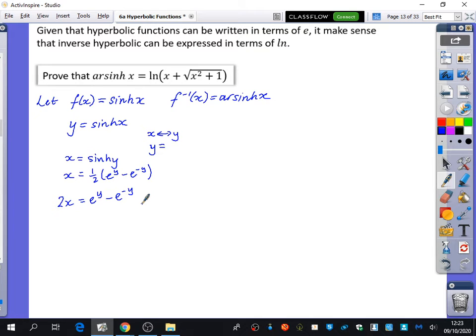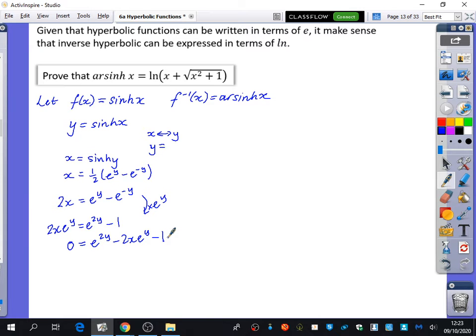What technique did we come across before that will help us to do this? The quadratic technique. We're going to multiply everything by e to the y. So we get 2x e to the y equals e to the 2y minus 1. And this is a quadratic equation, so I will set everything to one side. And then we need to solve this quadratic equation.